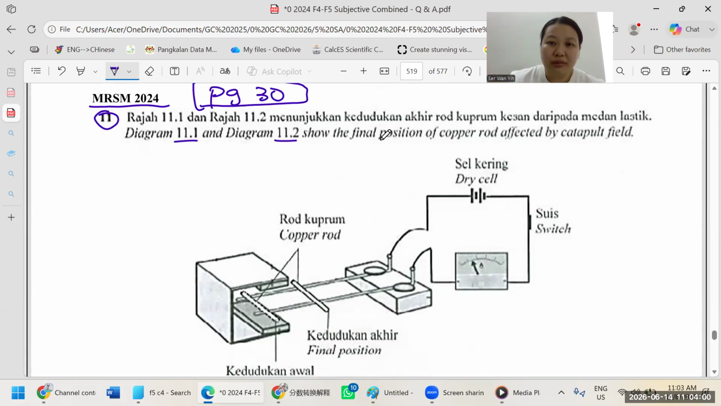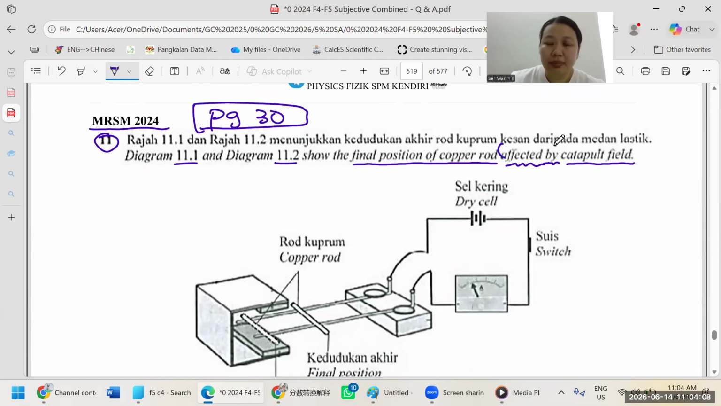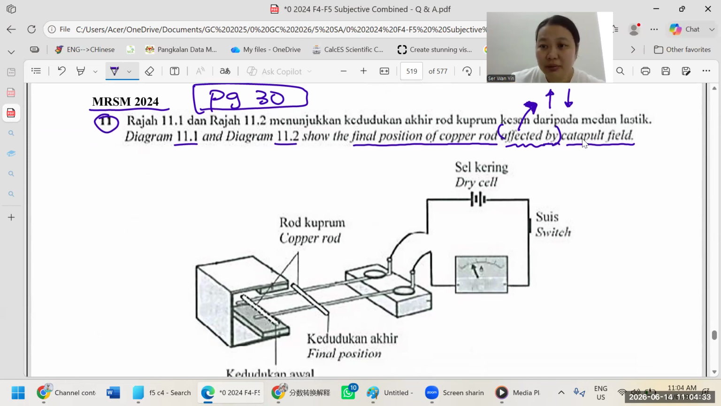11.1 and 11.2 show the final position of the copper rod affected by the catapult field. The question can use affected, but we cannot. Why cannot? Because affect doesn't say increase or decrease. We can only say increase or decrease. Now, catapult field, I believe your mindset already has the key.